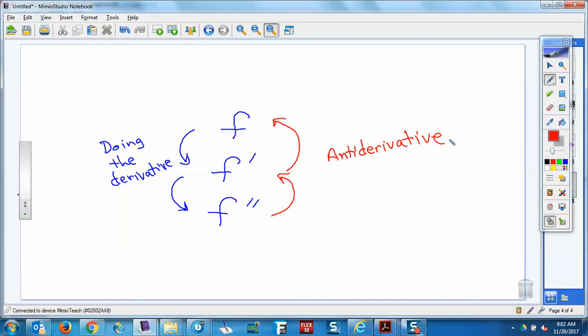Now that brings some new notation. So we talked about doing the derivative of f, the derivative of f prime would be f double prime, which would be f triple prime, and we could go on and on. But what about this? Because f is just a function, just like f prime is a function, f double prime is a function. So what are we going to call the antiderivative of f?